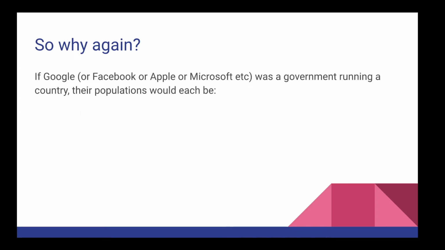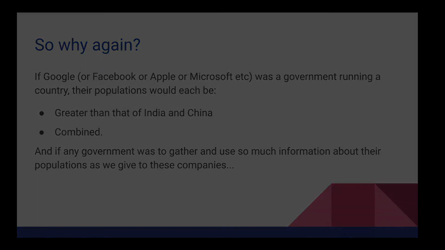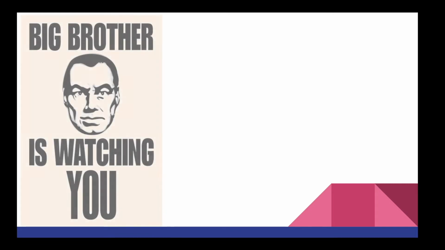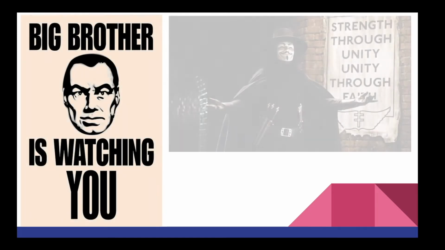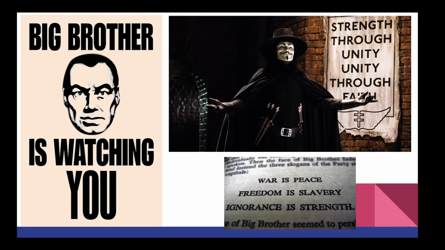If Google or Facebook or Apple or Microsoft was a government running a country, their population would be greater than that of China and India combined. And if any government was to gather and use so much information against its people like that, this would be a big brother state. It would be the reason why V for Vendetta was created, to rail against the authoritarian state. And with the amount of misinformation going around in the world, we need to get people to think about what's real, what's fake, how can you tell the difference between the two.